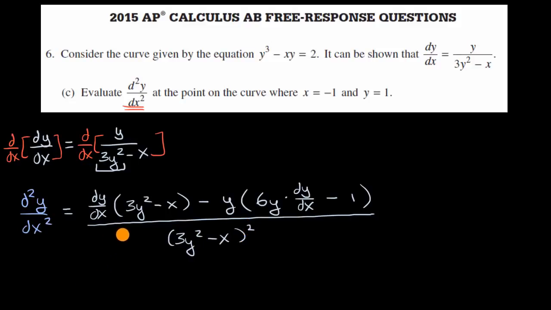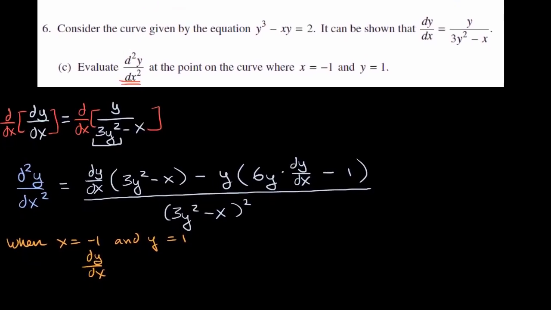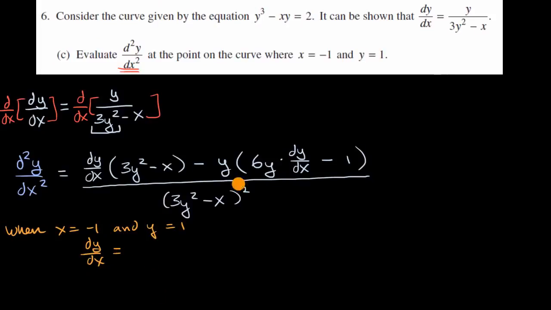Now, lucky for us, they want us to evaluate this at a point as opposed to having to do a bunch of algebraic simplification here. So we can say, when x is equal to -1 and y is equal to 1, first of all, what's dy/dx going to be? The derivative of y with respect to x. Let me scroll down a little bit so we have a little bit more space. The derivative of y with respect to x is going to be equal to 1 over 3 times 1 squared, which is just 3, minus -1. So that's just going to be plus 1. It's going to be equal to 1/4.